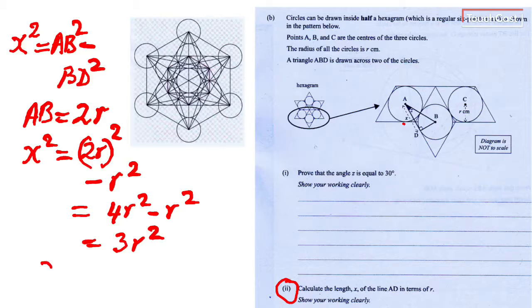So x should be equal to square root of 3 times r, which gives you something like 1.73 lots of r. So that's the connection between x and r.